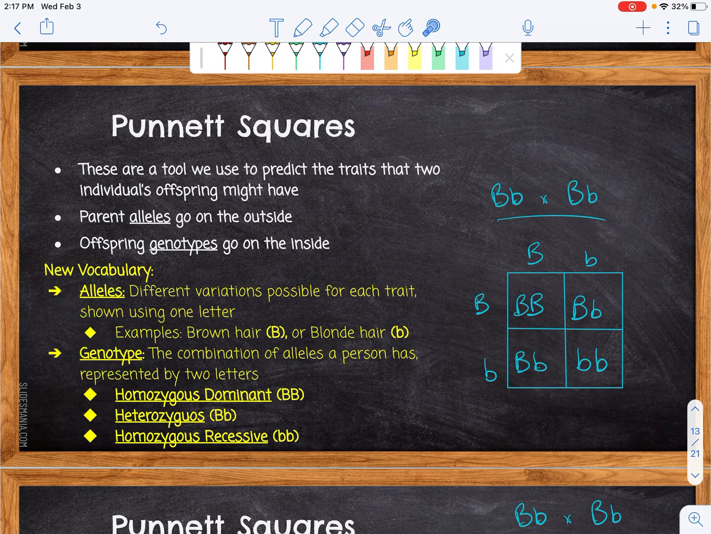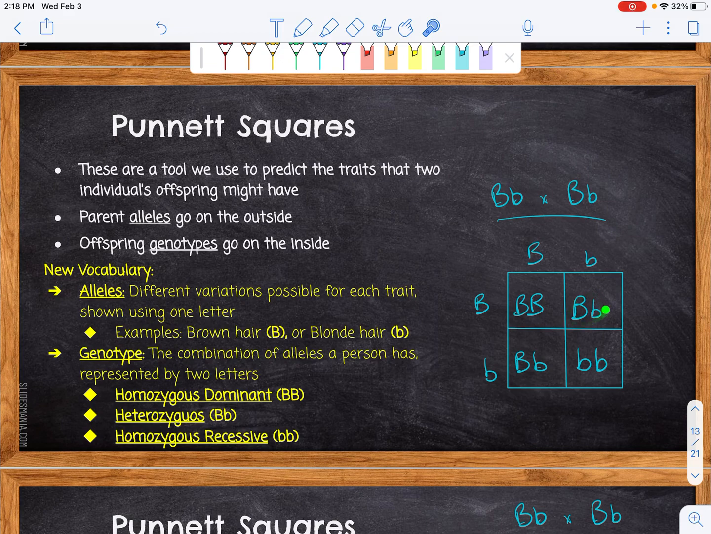You have things called alleles and genotypes. Genotypes are made of alleles. Alleles are different variations possible for each trait, and we show them using one letter. So if you are talking about the gene for hair color, like we are in this example, brown hair would be one of the alleles, and we made it a capital B, and blonde hair is another allele, which is represented with lowercase b. So those are alleles.